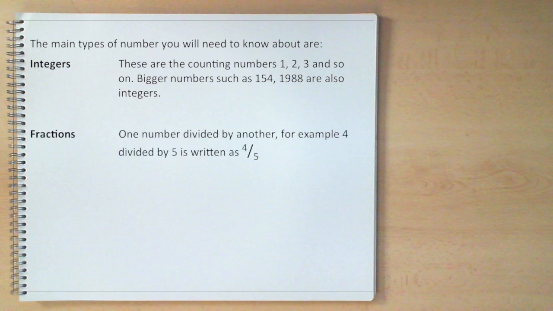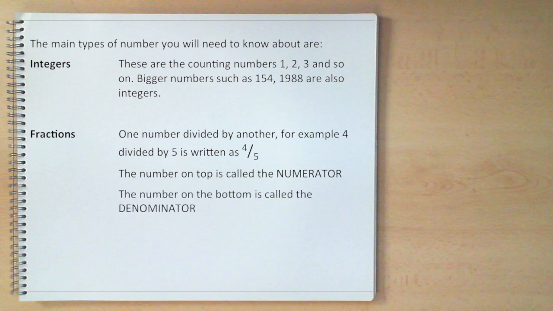In between all the integers are fractions. This is one number divided by another. So 4 divided by 5 is written as 4/5, and we say 4/5. So fractions have a number at the top and a number at the bottom. The number at the top is called the numerator. The number at the bottom is called the denominator. Don't get too hung up about remembering these. Obviously, if you can, great, but just calling them the top number and the bottom number usually suffices.